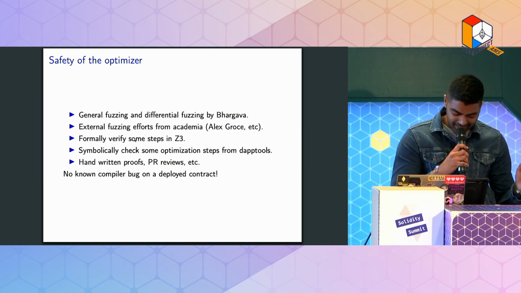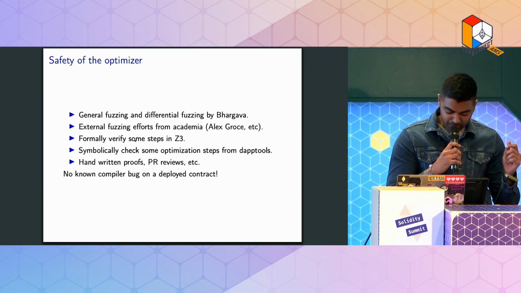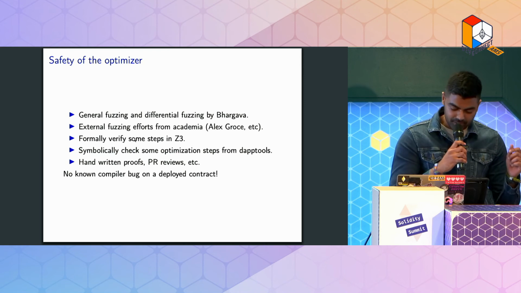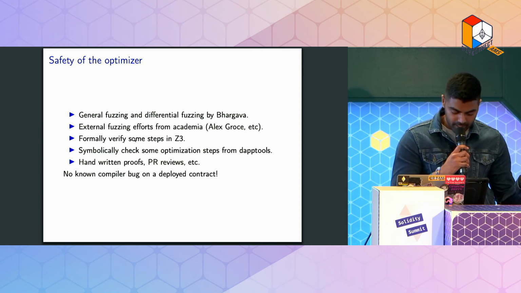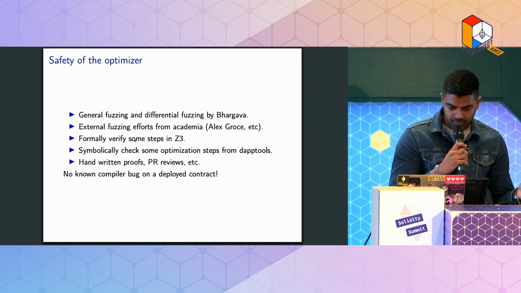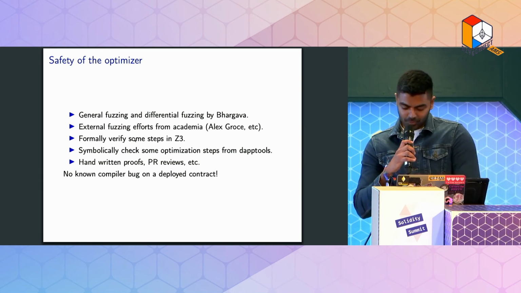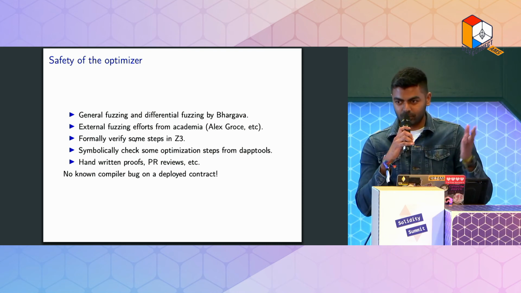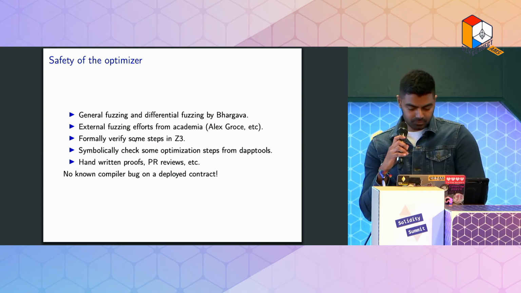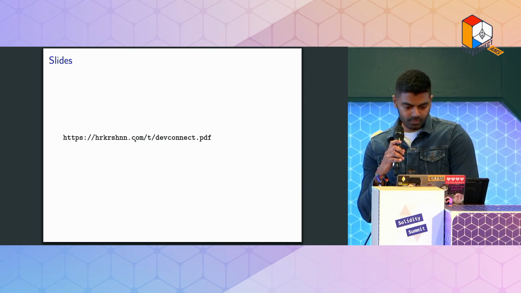Also, I want to highlight that we actually don't know of any issues that happened on chain due to a compiler bug. So hopefully, I was able to convince you about the quality of the optimizer and also why you should use it. We want to encourage you to try the newer versions, especially the viaIR pipeline. Yeah, that's it.